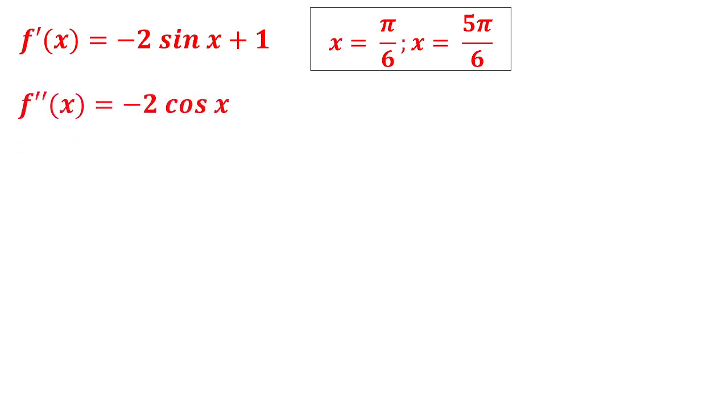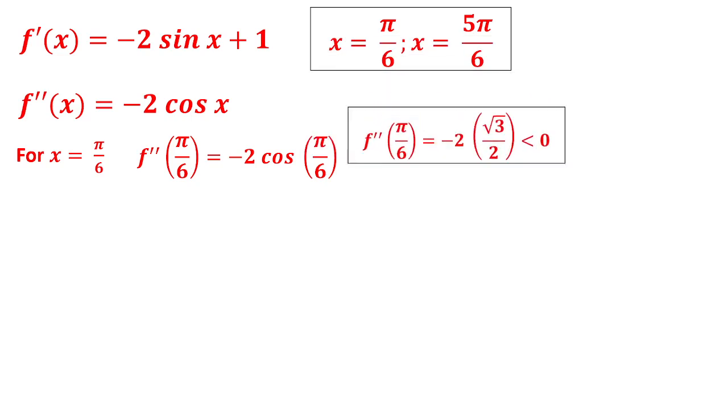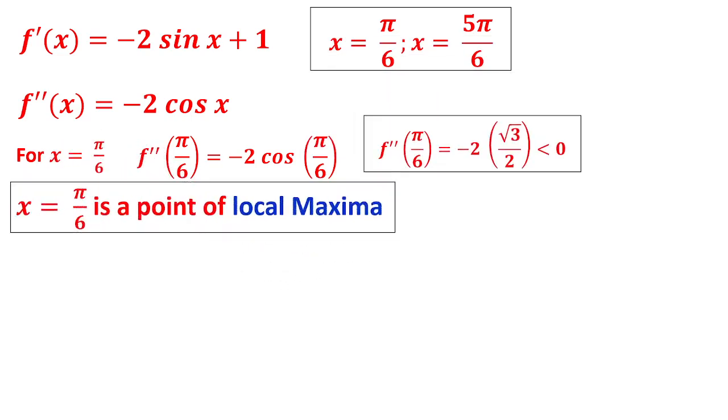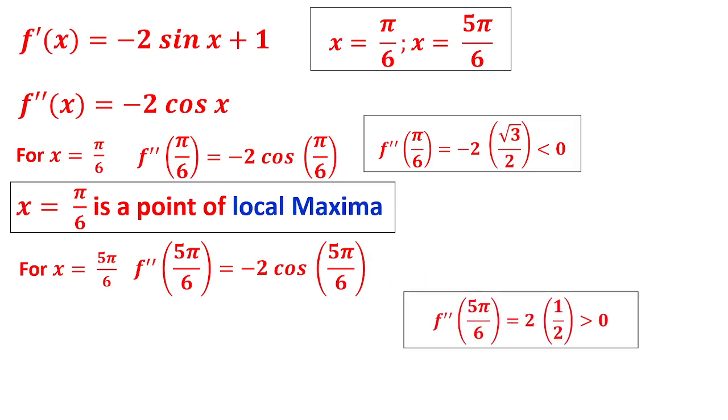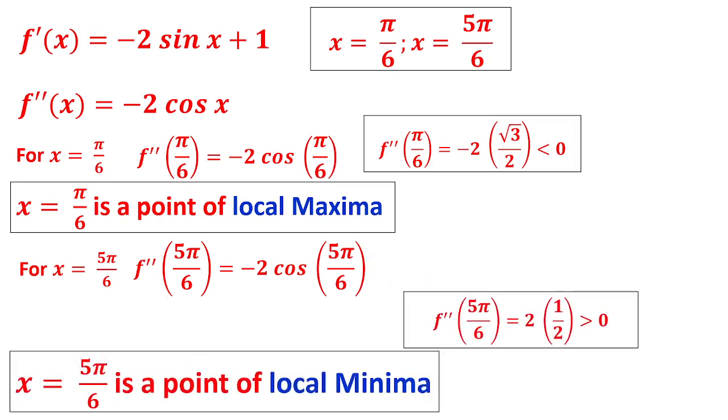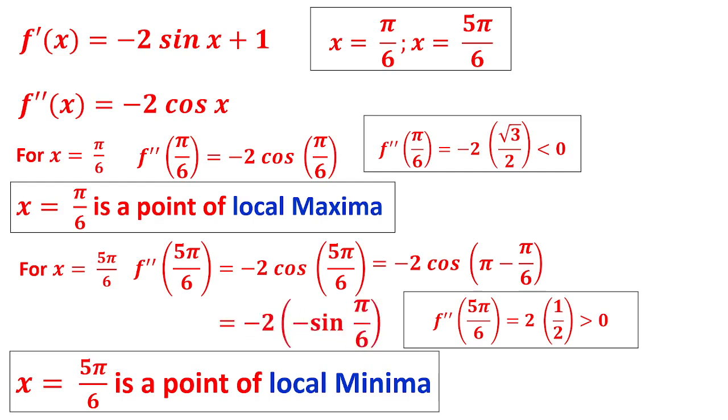Now let us find the second derivative. Let us find the value of the second derivative at pi by 6. Automatically, it is less than 0. Therefore, local maxima. When you take 5 pi by 6 and find the value of the second derivative, it is greater than 0. Therefore, point of local minima. Fine. Now you check the problem. If they ask for the values of local maxima and minima, you find them. Otherwise, no need to find.